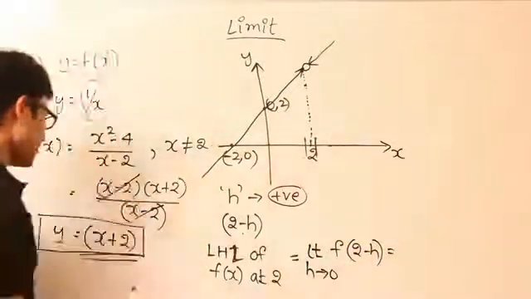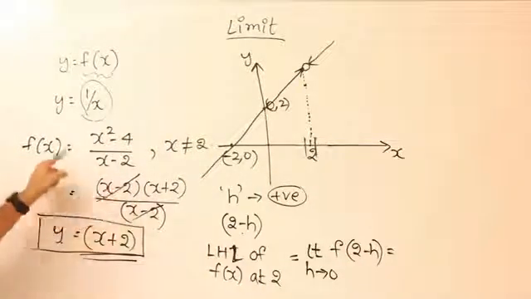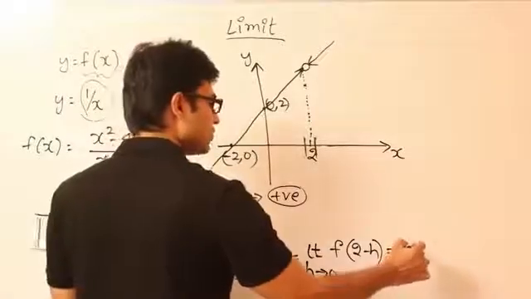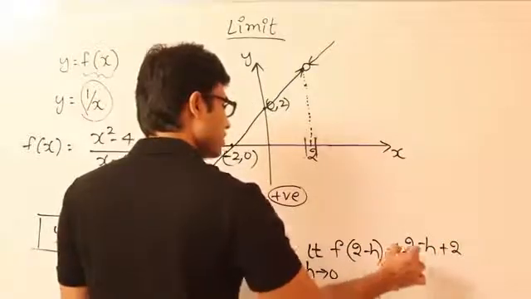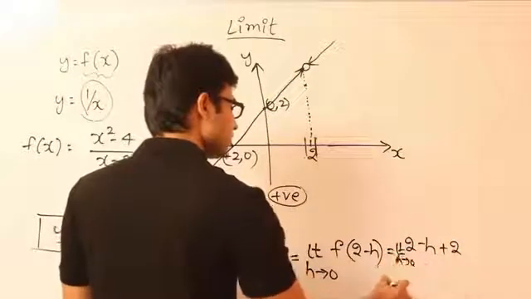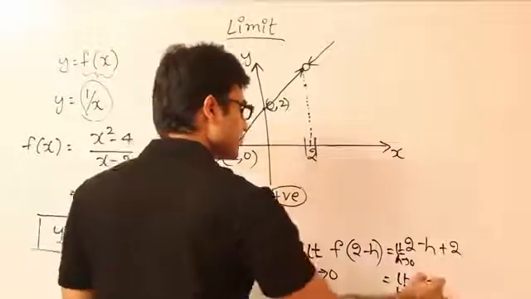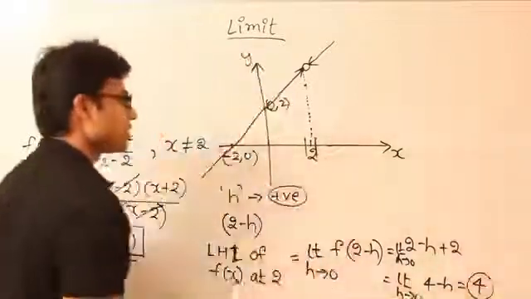So what is f of 2 minus h? See this, f of x equal to x plus 2, therefore in place of x I am going to put 2 minus h, plus 2, right? Limit h tends to 0, isn't it? So what is that? That is limit h tends to 0 of 4 minus h, which is nothing but 4. So what did you find out from that?